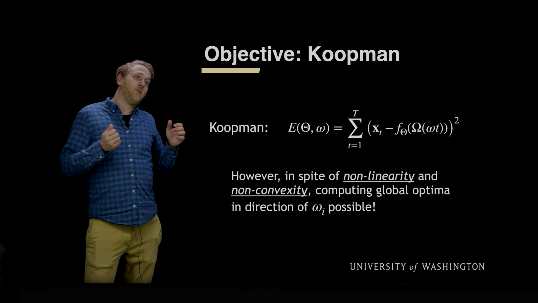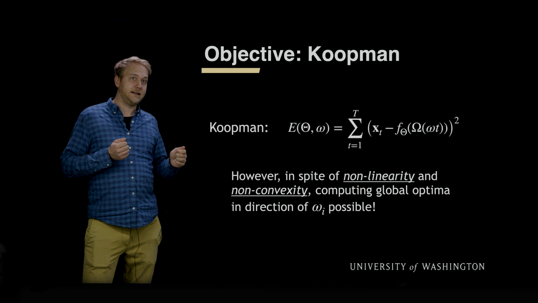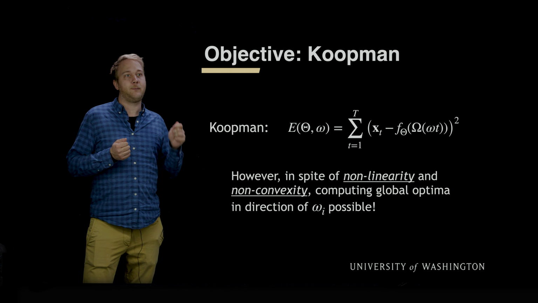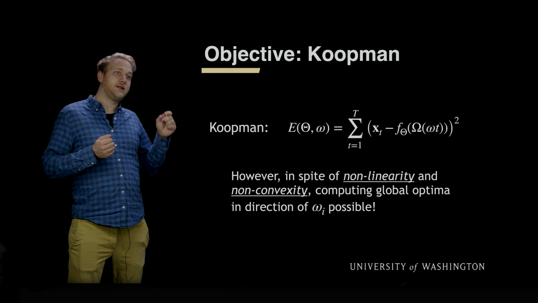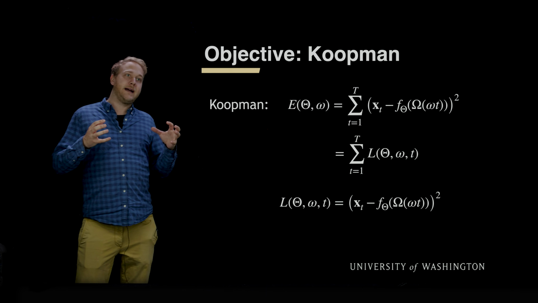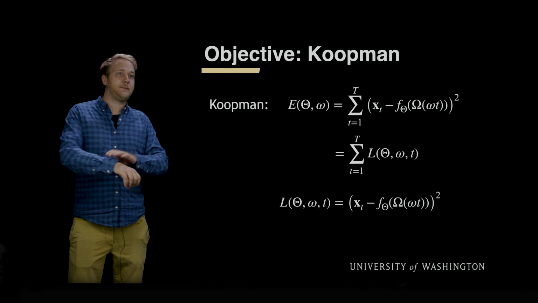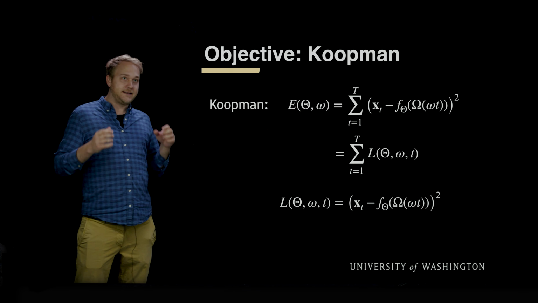So now we have a problem. We have an optimization objective that's not only nonlinear, but is non-convex. However, we can still compute the global optima in the direction of omega I. And how we do that is by exploiting periodicities in this error function. So let's take a step back.